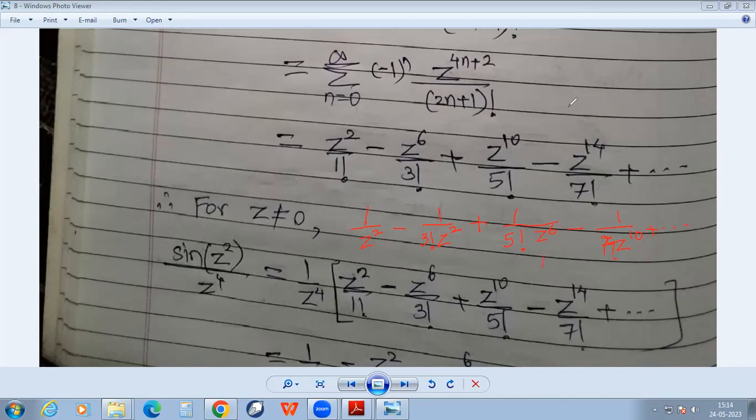So I hope that z raised to minus 8, no? Raised to minus 10 in the numerator. So when it goes down, it becomes z raised to plus 10. Z raised to 14 was in the numerator. When it goes down, it becomes plus 10, isn't it?